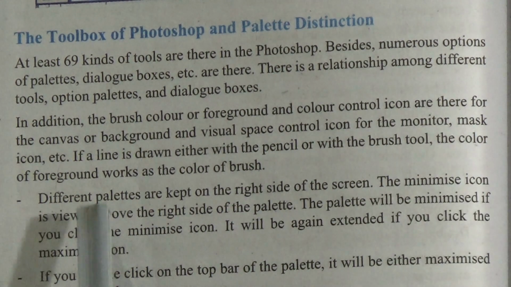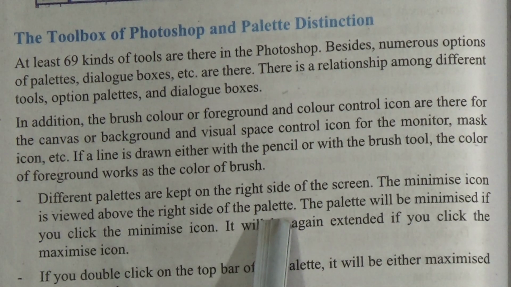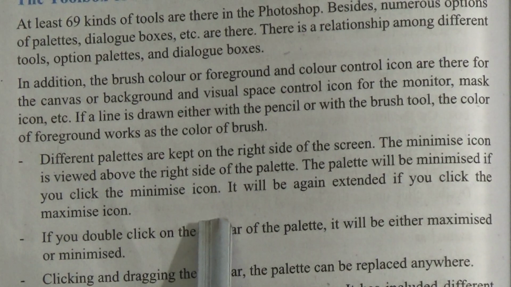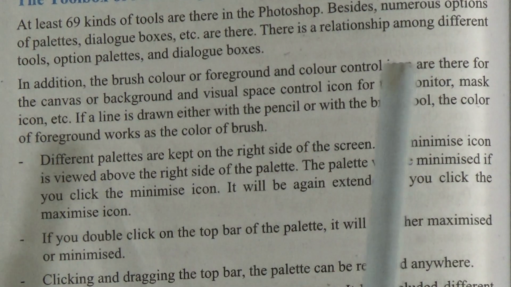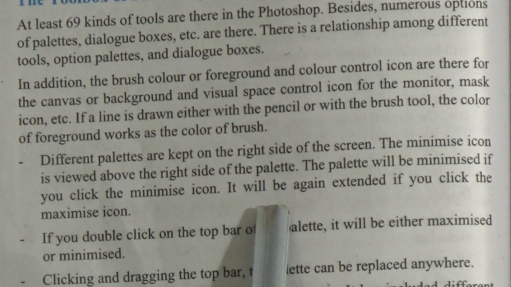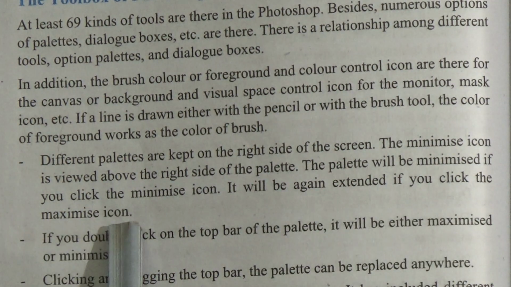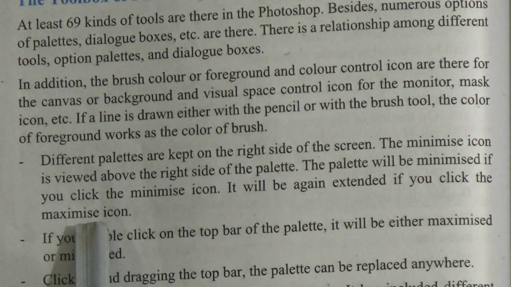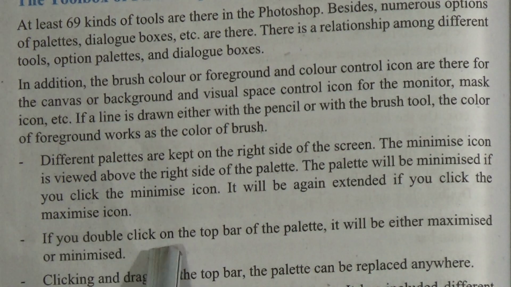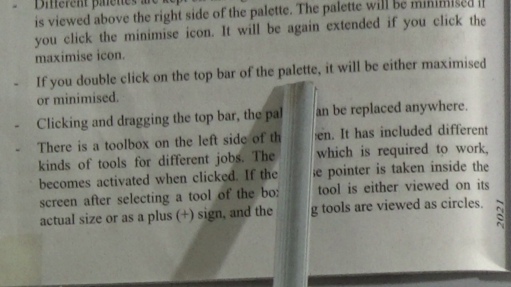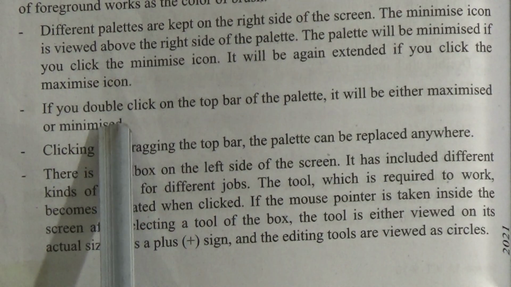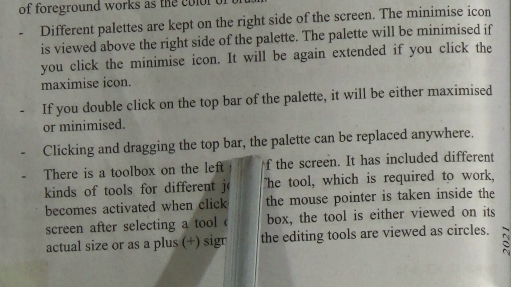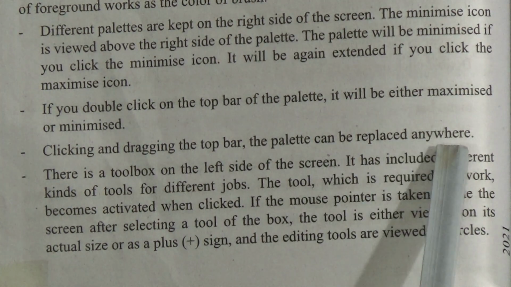The minimize icon is viewed above the right side of the palette. The palette will be minimized if you click the minimize icon. So if you want to minimize, then you have to click the icon of minimize. It will be extended again if you click the maximize icon. So if you want to extend it, you don't have to click minimize, you have to click on the maximize icon. If you double click on the top bar of the palette, it will be either maximized or minimized. So with double click, you can minimize it or maximize it. Clicking and dragging the top bar, the palette can be replaced anywhere.